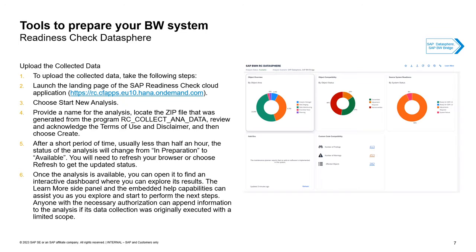It will take some time for the zip file to be uploaded to the readiness check page and the results to be broken out ultimately into the Fiori dashboard so that you have the results. When I say it will take some time, it's usually less than half an hour. You will see that it says In Preparation as a status, and then once completed, you will see Available. I definitely recommend refreshing your browser to see the updated status. It will not happen automatically.